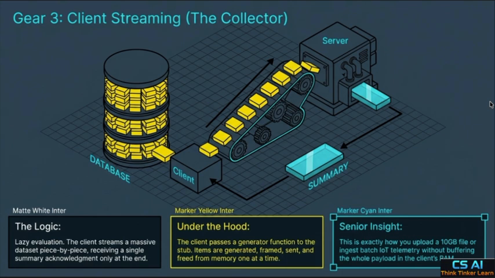Gear 3 is client streaming, or the collector. This uses lazy evaluation to upload massive datasets piece by piece. The client streams items one at a time and receives a single summary acknowledgement only at the end. This is exactly how you handle a 10 GB file ingestion or batch IoT telemetry without ever buffering the entire payload in the client's memory. Items are generated, framed, sent, and freed from memory iteratively.